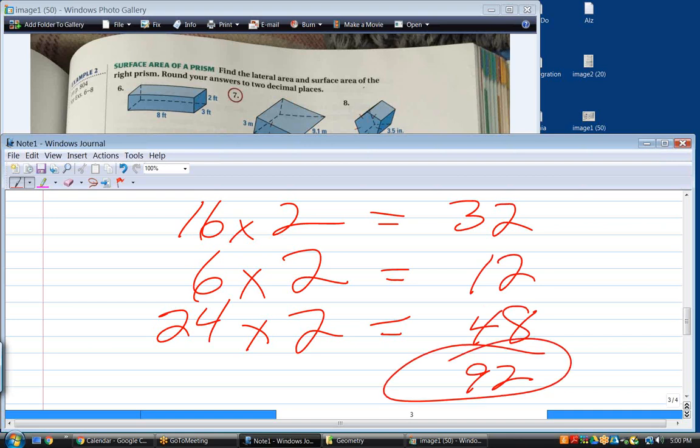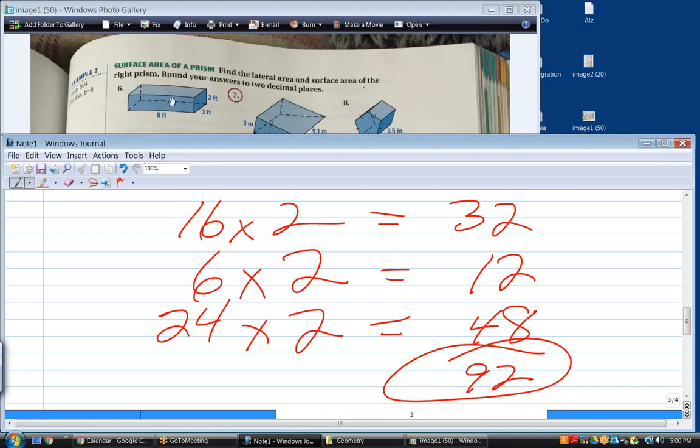Okay? That's just the area? When they find the lateral, they actually ask 2 questions here. They want the lateral area and the surface area. Well, we found the surface area. We found the area of every single surface.